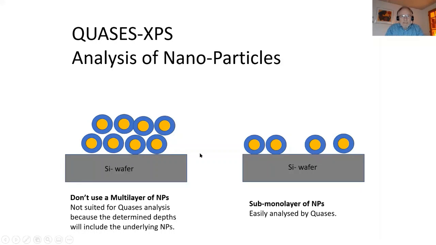We'll now go through some examples where we have applied QUASES-XPS to analyze nanoparticles. First thing to note when you are studying nanoparticles with inelastic background analysis is that you should not use a multilayer of nanoparticles, because you will be seeing the structure of the whole thing here and not the individual nanoparticles. You'll get signal from the underlying nanoparticles. So you should make sure that you deposit a sub-monolayer of the nanoparticles on a substrate.